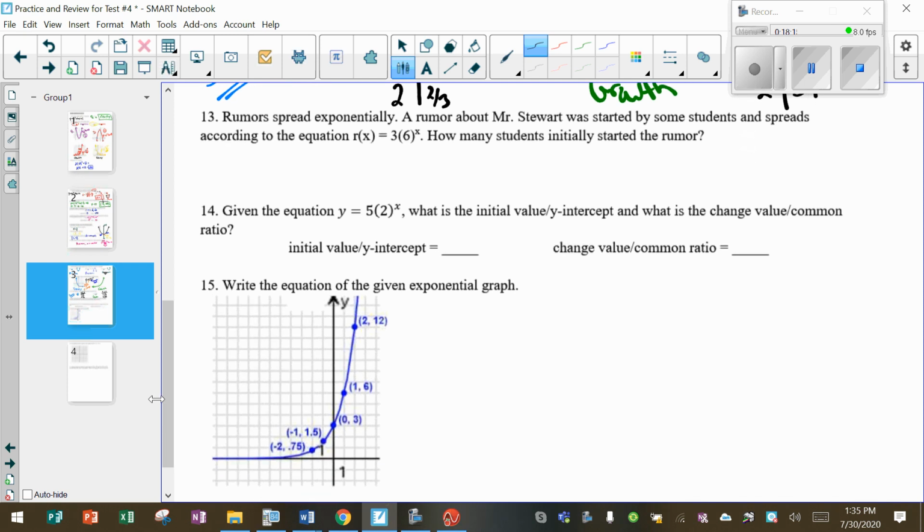Number 13. Did you know that rumors spread exponentially, almost like the coronavirus? A rumor about Mr. Stewart was started by some students and spreads according to the equation r of x equals 3 times 6 to the x. How many students initially started the rumor?